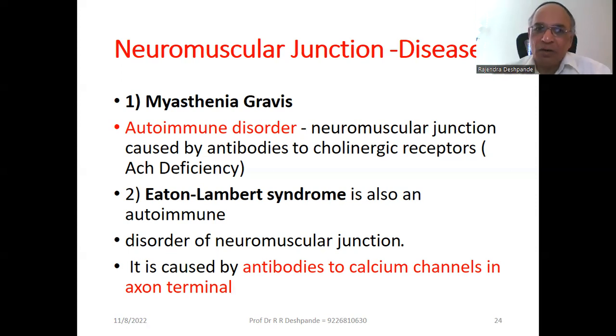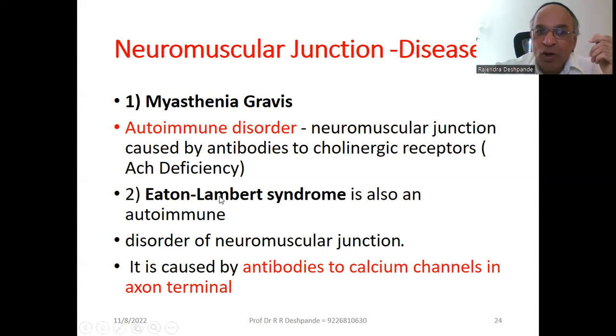Ptosis is very important. This is an autoimmune disorder where your own immunity is fighting your own cells. It affects the neuromuscular junction, caused by antibodies to the cholinergic receptors, and that is why there is an acetylcholine deficiency. Acetylcholine deficiency is the name of myasthenia gravis disease. Muscles are tired. You don't have the energy to walk, to talk, or to move your hands and legs. That is myasthenia gravis.